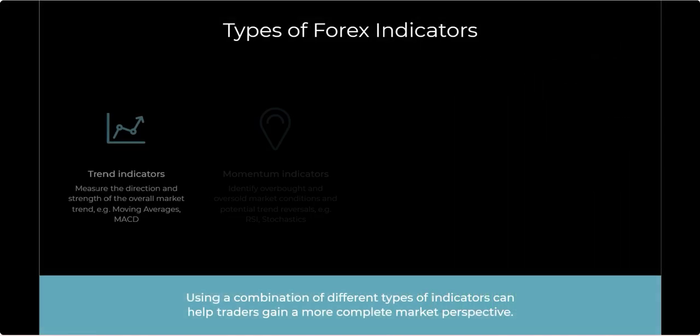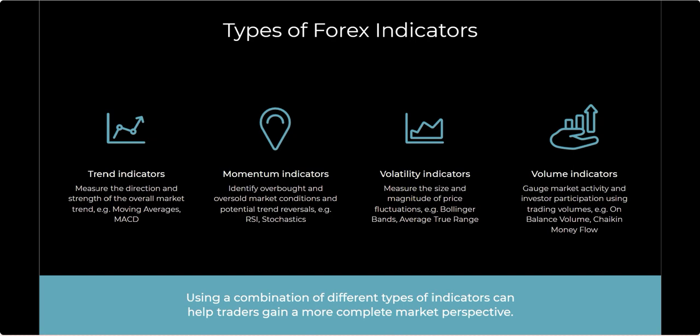So, types of Forex indicators: there are trend indicators, momentum indicators, volatility indicators, and volume indicators. Trend indicators, guys, simply measure the direction and the strength of the overall market. Examples: moving averages, MACD. Momentum indicators identify overbought and oversold market conditions and potential trend reversals. Examples: RSI, stochastics. Volatility indicators measure the size and magnitude of price fluctuations. Examples: Bollinger Bands, average true range.